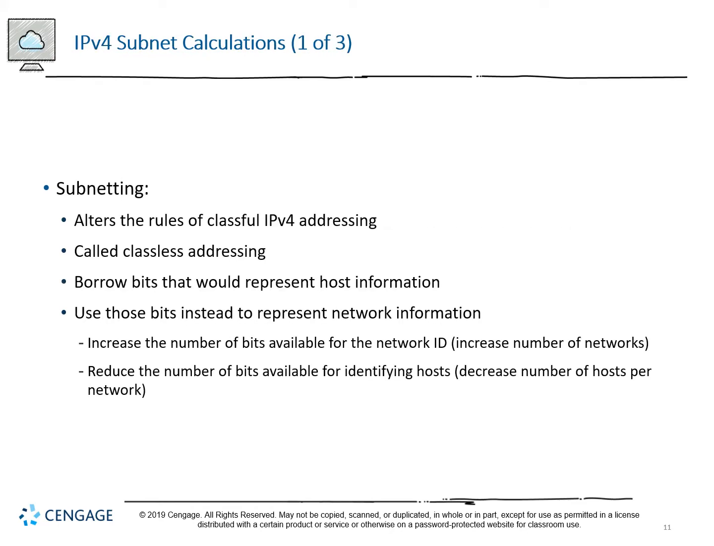Now, subnetting, as I said, alters the rules of classical IPv4 addressing. We borrow bits that would represent host information and instead use them to represent network information. So we're going to increase the number of what we call network bits and reduce the number of host bits. So the number of bits available for the network ID would increase. Let's say we just borrow one bit. A /24 CIDR block would become a /25. Now that first bit in the last octet would be used to represent part of the network.